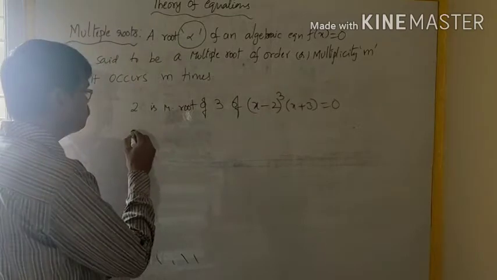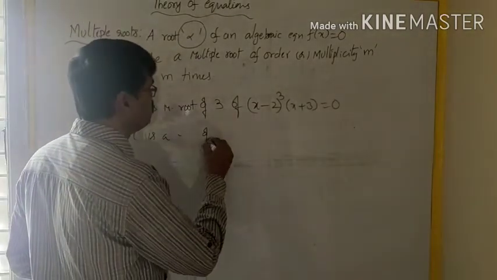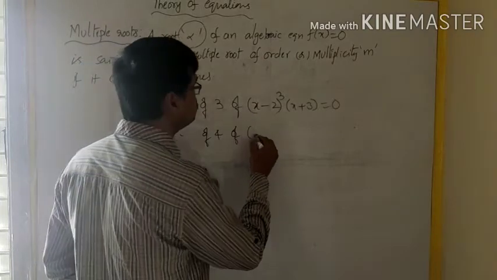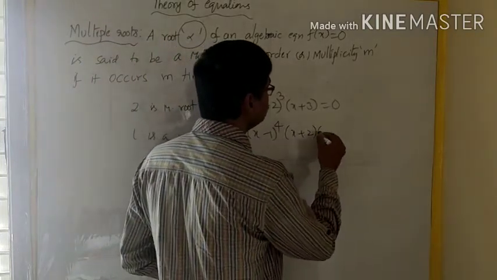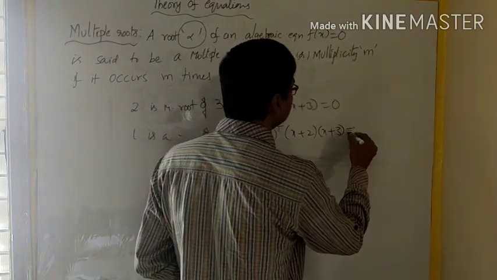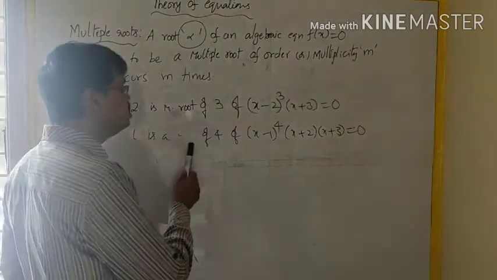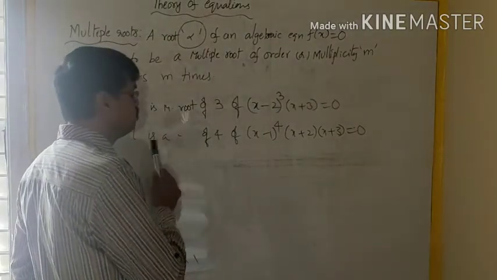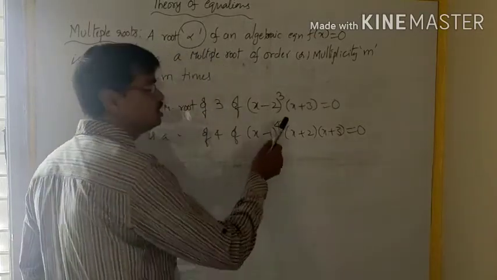Suppose 1 is a multiple root of order 4 of the equation (x minus 1) to the power of 4 into (x plus 2) into (x plus 3) equal to 0. Okay, so here 1 is a multiple root of order 4, because 1 occurs 4 times.